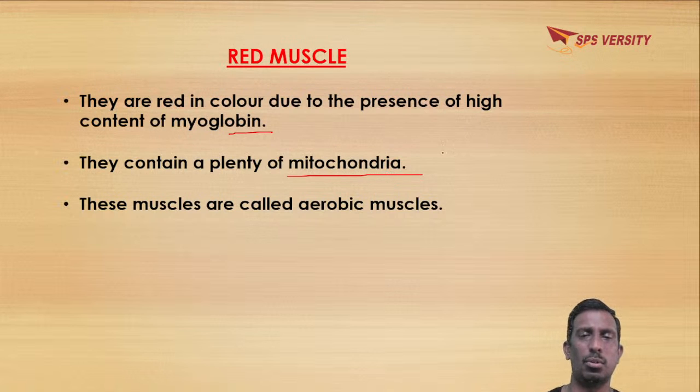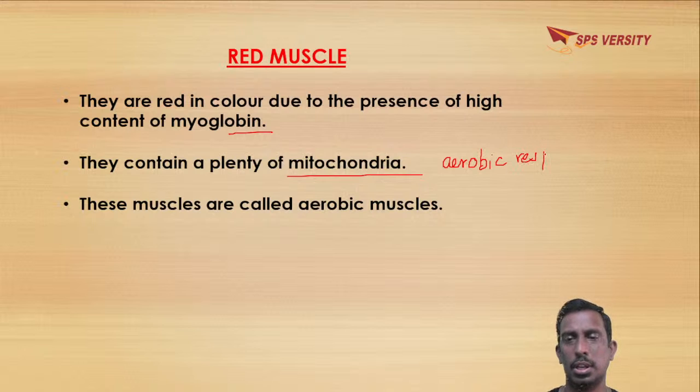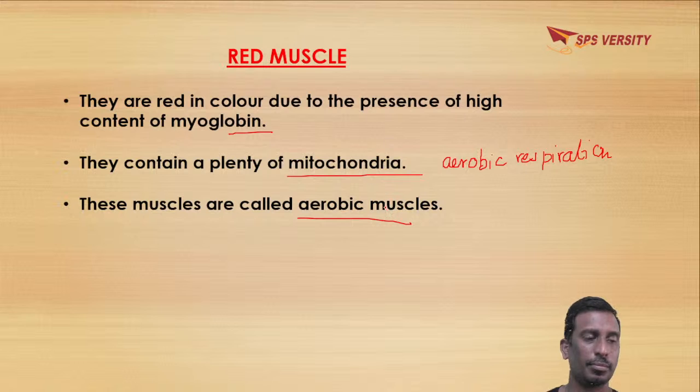As they contain a lot of mitochondria, they perform aerobic respiration well. So that's why they are called aerobic muscles. They perform aerobic respiration. These are aerobic muscles.